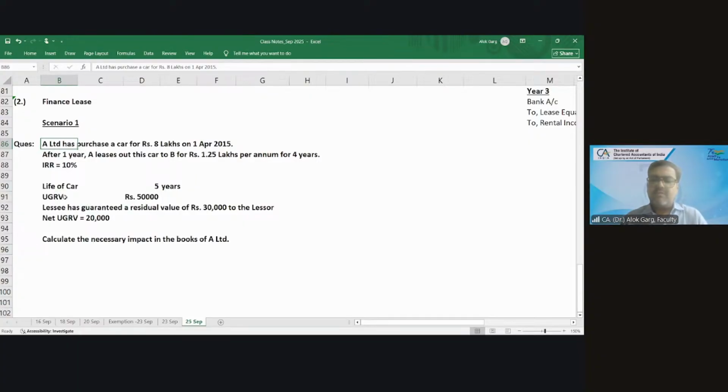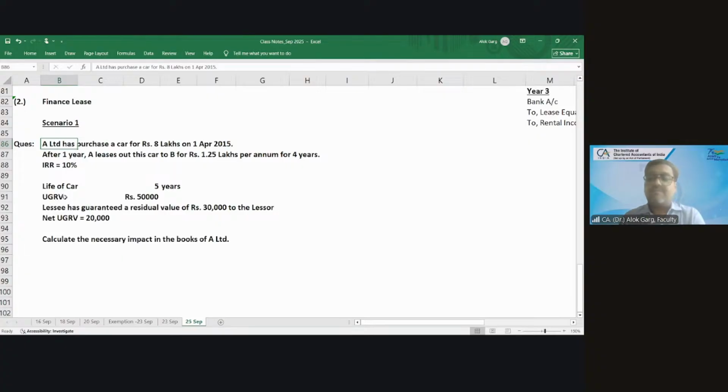5 years. What is the life of the car? 5 years is the life of the car. And what is the remaining life of the car when this A Limited has leased out this car to B? Remaining life? 4 years.